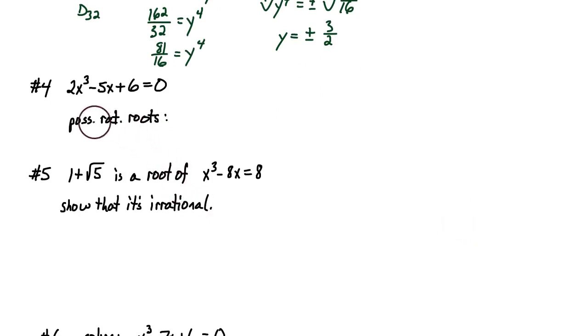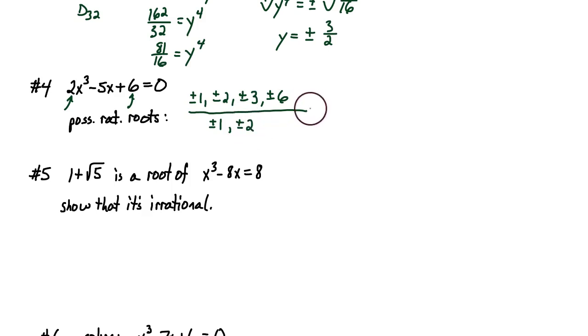Number 4, we're asked to create a list of possible rational roots. To do this, you take the factors of the constant term and divide by all of the factors of the leading term. So the factors of 6 are positive or negative 1, positive or negative 2, positive or negative 3, and positive or negative 6. Those are all the factors of the constant term 6. Now the leading coefficient is 2. The factors of 2 are positive and negative 1, and positive and negative 2.